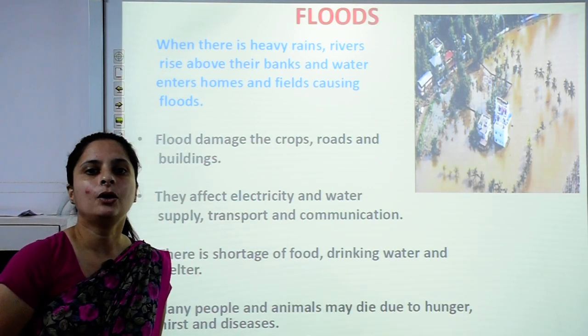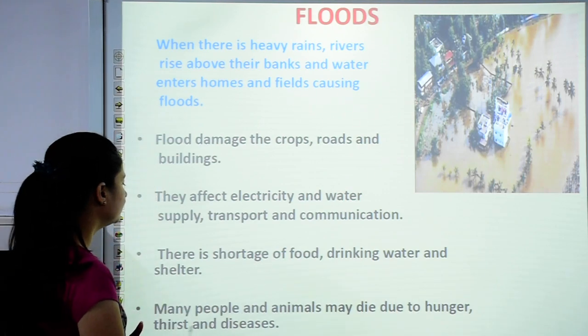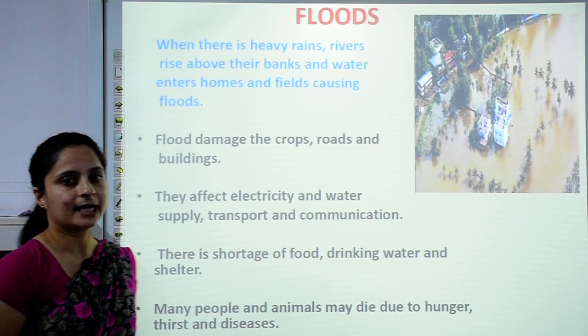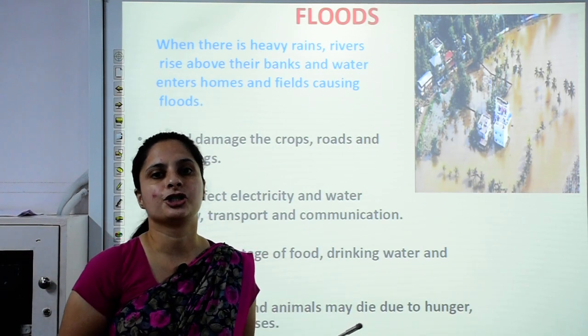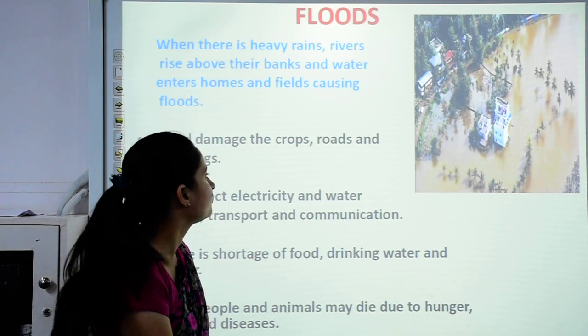People have to leave their homes. Many people and animals may die due to hunger, thirst and diseases. At this time there is more danger of diseases occurring. Waterborne diseases occur at this time, so you have to be very careful.